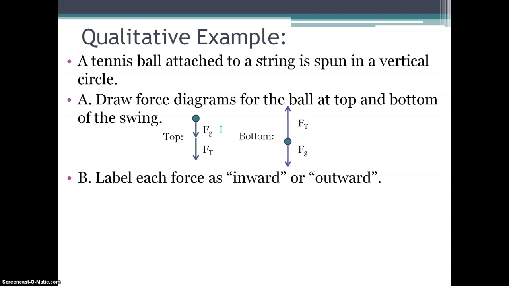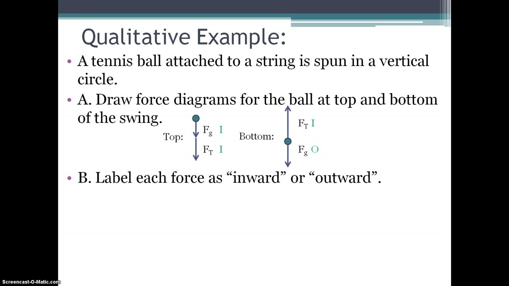So for my top, both of these are going to be inward forces because they're pointing towards the center of the circle. For my bottom, I'm going to have in towards the center of the circle for the tension, but the gravity force on the bottom is actually going to be outward from the plane of the circle. The reason I bother talking about this is those are going to tell me something about the signs.